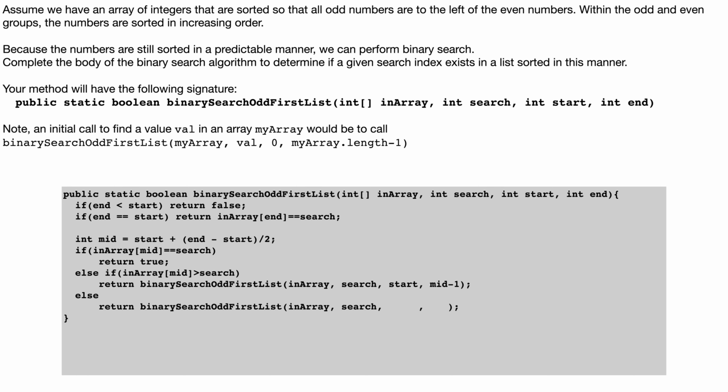So we're going to make another recursive call, and here the end stays the same. But we don't start at the middle point, we want to start one to the right of the middle point. Okay, so this is all good, except now we need to deal with this. The odd numbers are to the left of the even numbers.